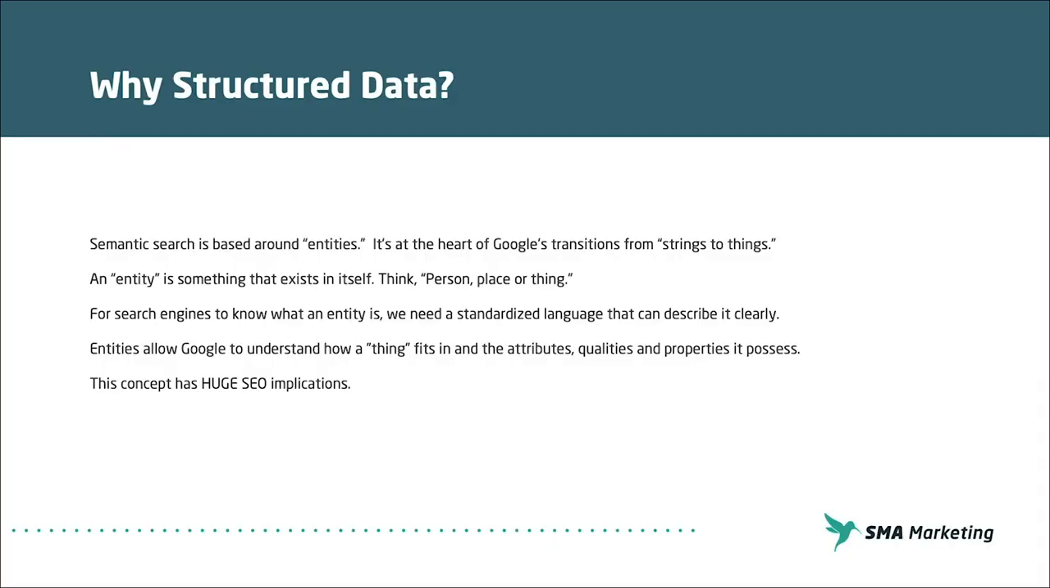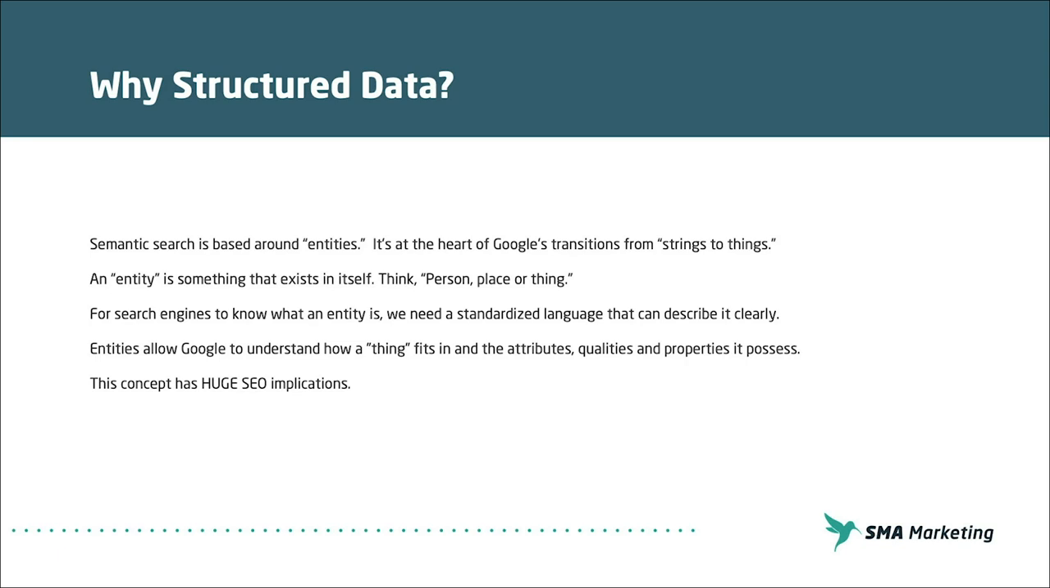So why should we use structured data? Semantic search is based around entities, and Hummingbird, which is the core of Google's search engine, is at the heart of semantic search and really Google's transition from strings into things. In order for Google to understand a string, which maybe is a line of text, they need to understand the context of that. So an entity is something that exists in itself. So we can really think of like person, place, or thing. This would be like a noun, right?